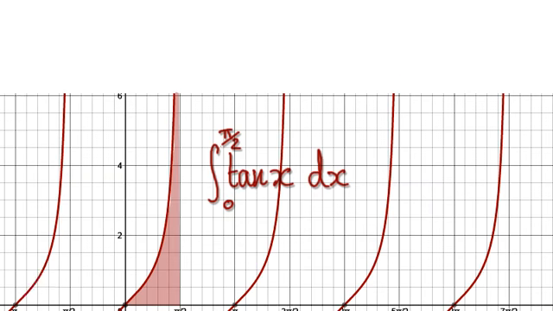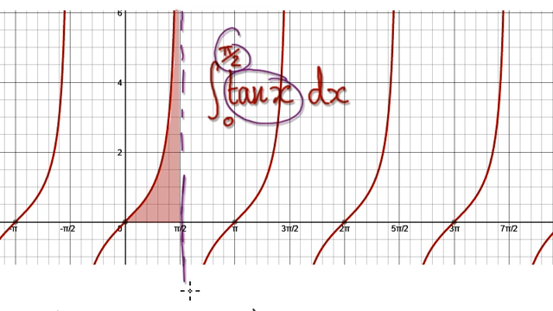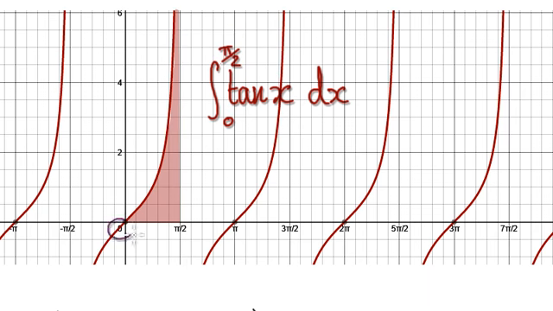Okay, let's give you guys some more practice. So this is a graph of tan of x. Work out this area here, from 0 to pi over 2. Remember that at pi over 2, tan of x breaks down, so there's a vertical asymptote here. But somehow work out the area from 0 to pi over 2. Press pause and have a go.